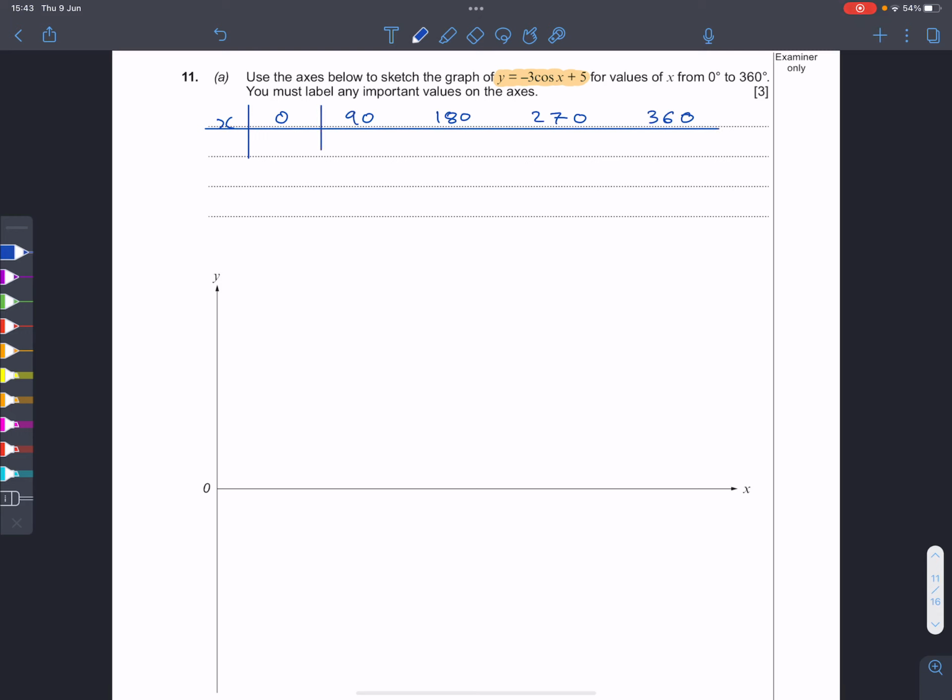Now, if we were just dealing with the normal cos graph, then cos would start at 1. By 90 it would be at 0. And then we keep going down. By 180 it would be at -1. At 270 it would be back up to 0. And then at 360 it would be back up to 1 again. So it would look something like that.